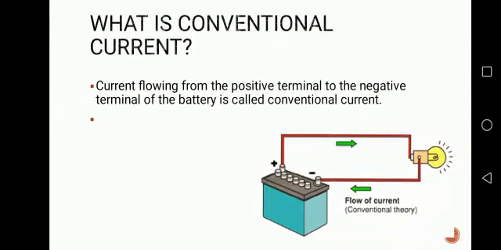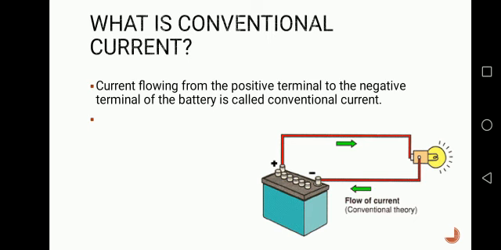The next question is, what is conventional current? The flow of electrons from the negative to the positive terminal is known as electronic current, while the current flowing from the positive terminal to the negative terminal of the battery is called conventional current. The electron flow is termed electron current.